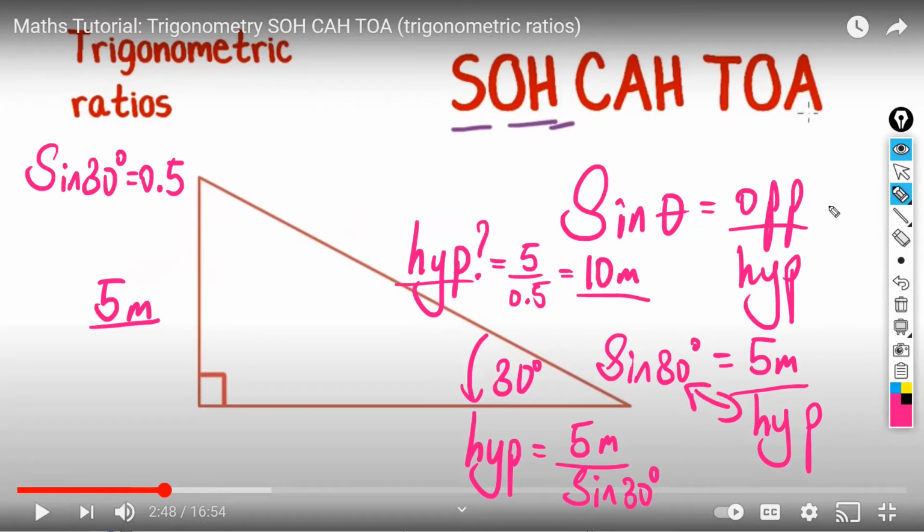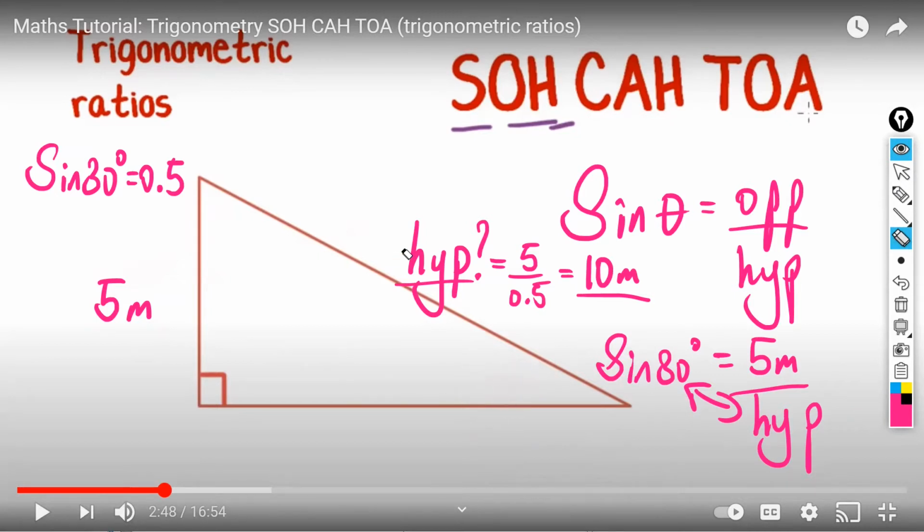So I think this is a good example, guys, of when we need to use sine. We use sine when we need to find the hypotenuse and we have the opposite side. So let me give some examples now.